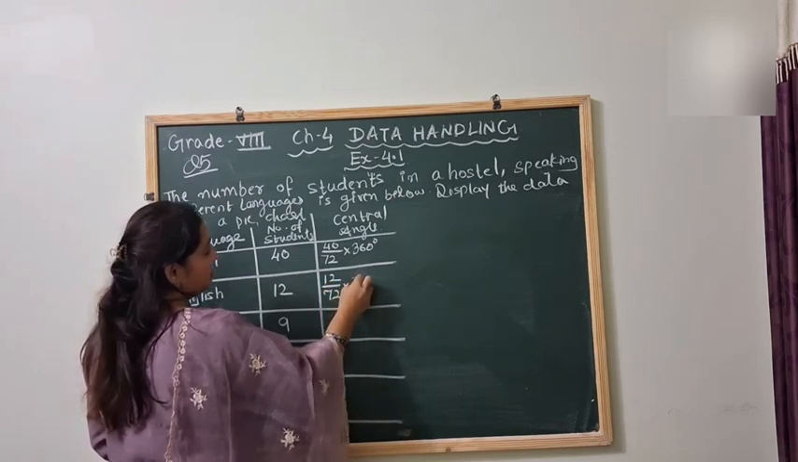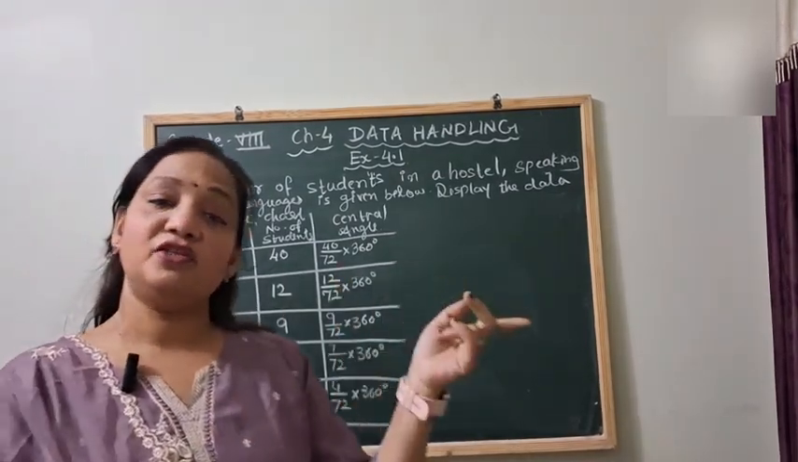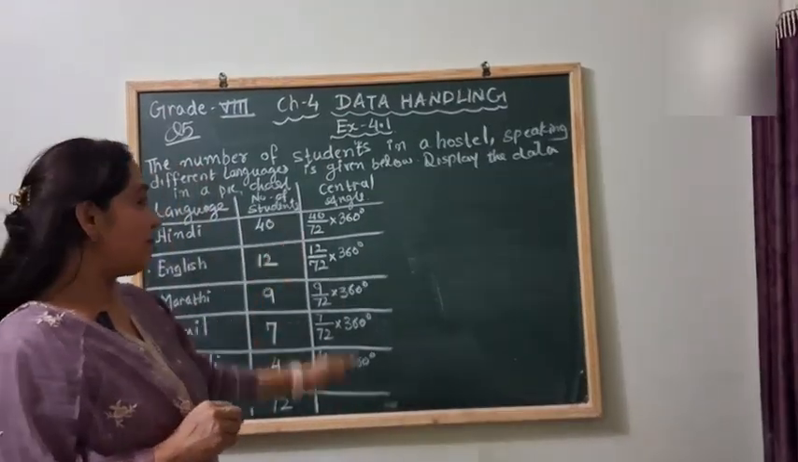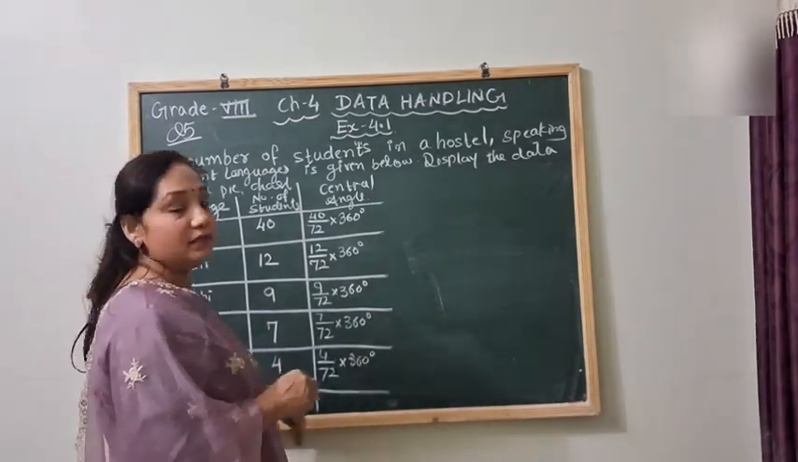Pause the video and find the angles on your own, and after 5 minutes cross check it. Okay, I hope you all have found out the central angles. So just cross check it, students. We can make it easier like this.